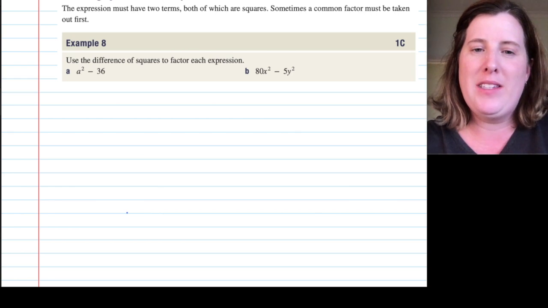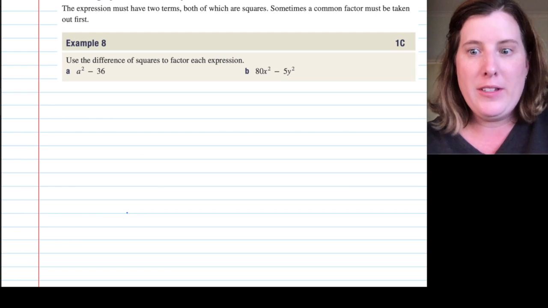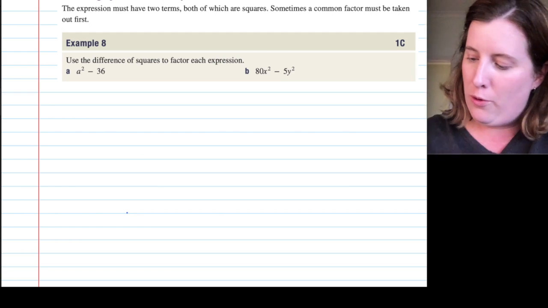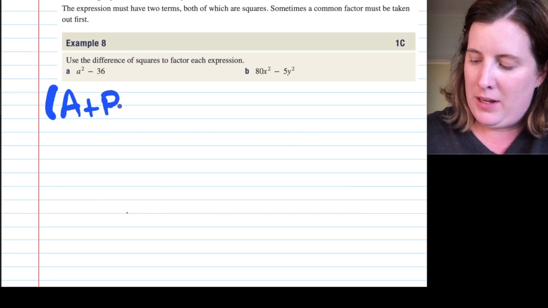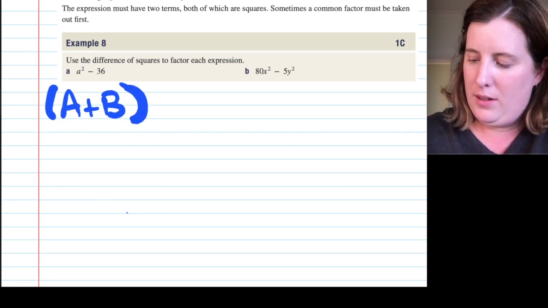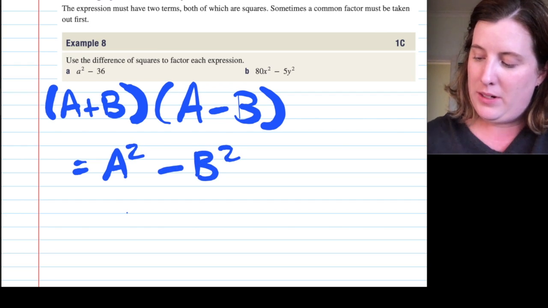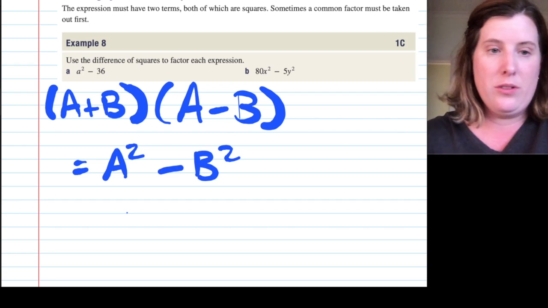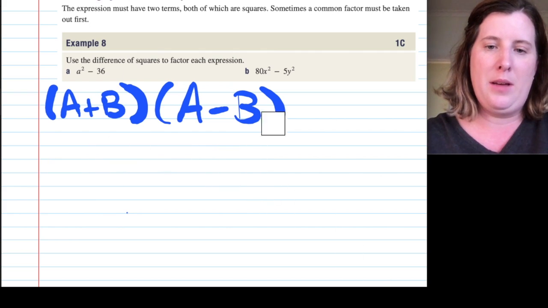Now we're factorizing by the difference of squares. For us it was yesterday, for other classes it may have been before, when you were expanding something like a plus b times a minus b, it comes out as a squared minus b squared. Now we're going backwards. So let's have a look at some examples of this.